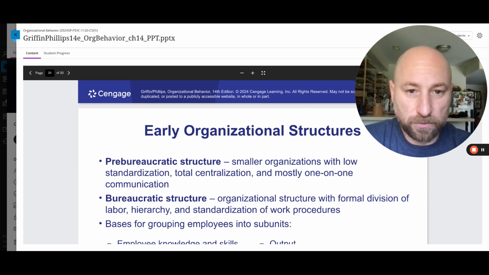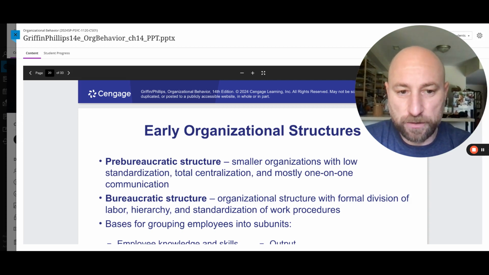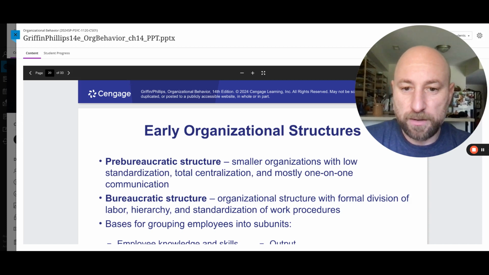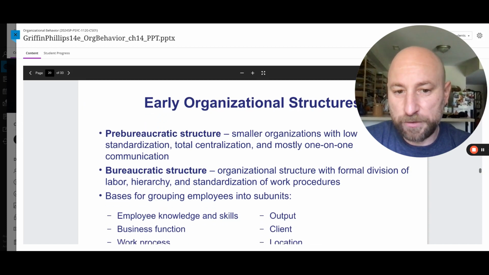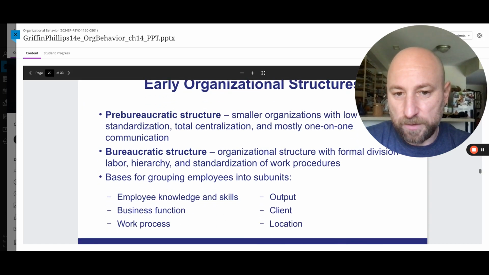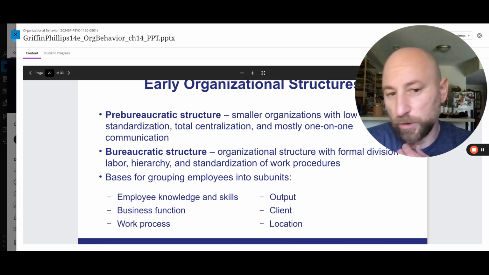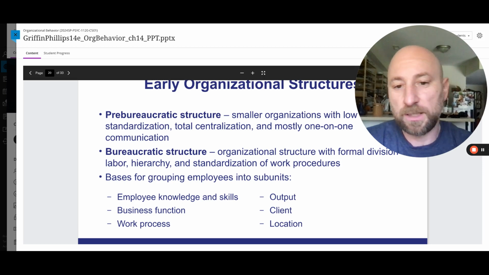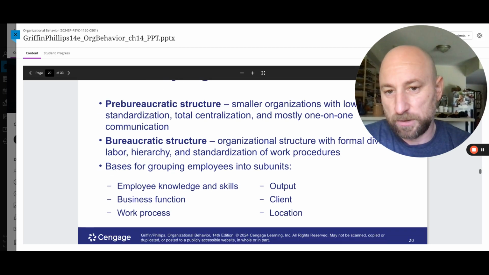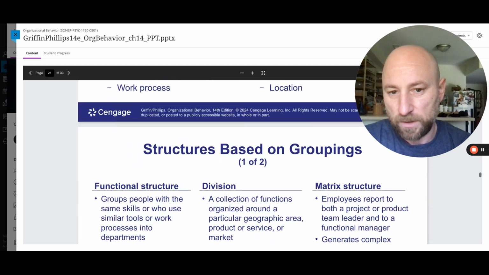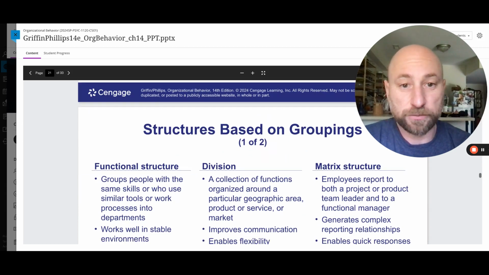Bureaucratic structure is organizational structure with formal division of labor, hierarchies, and standardization of work procedures. Bases for grouping employees into subunits: we could group employees into different subunits based on knowledge and skills, business function, work processes, output, client, or location. Structure is based on groupings. So you could have a functional structure.